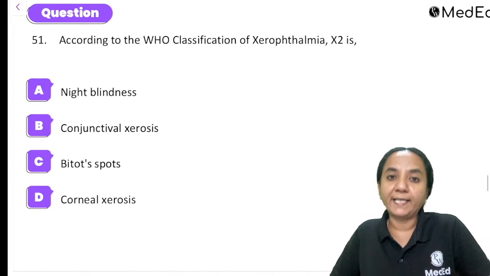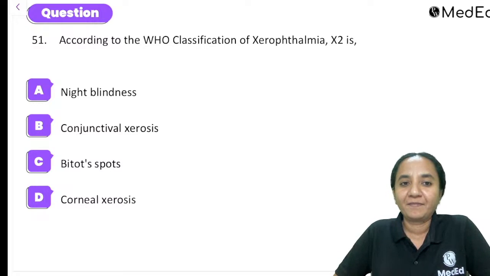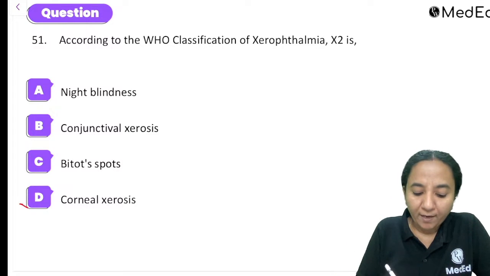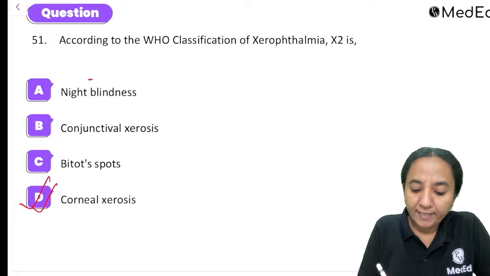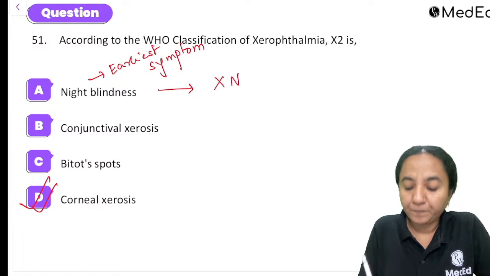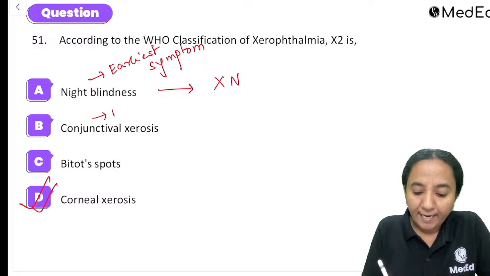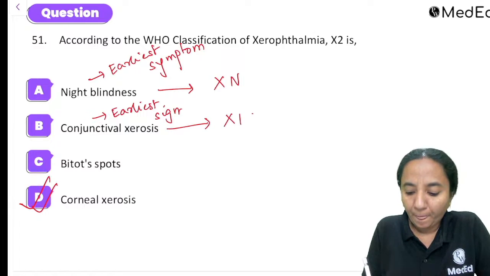According to WHO classification, xerophthalmia X2 is. This is a slightly tough question. So X2 is corneal xerosis. Okay, so see, the earliest symptom is this, night blindness. If we are asked what is the earliest symptom of xerophthalmia, it is night blindness, and it is written as XN. And what is the earliest sign? The earliest sign is conjunctival xerosis, and this is written as stage X1A.